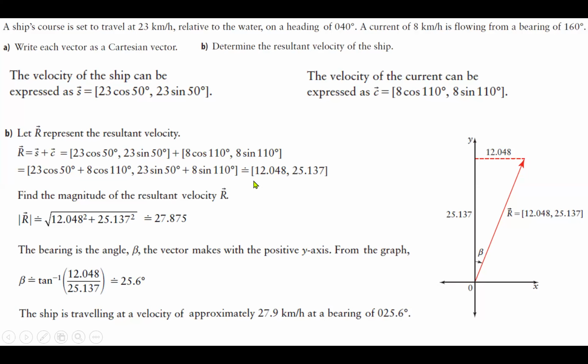That gives us approximately 12.048 and 25.137. So that's the vector R in Cartesian form. Then we can find the magnitude of the resultant velocity R. The magnitude of R is the square root of the squared x component plus the squared y component. And this is approximately 27.875.